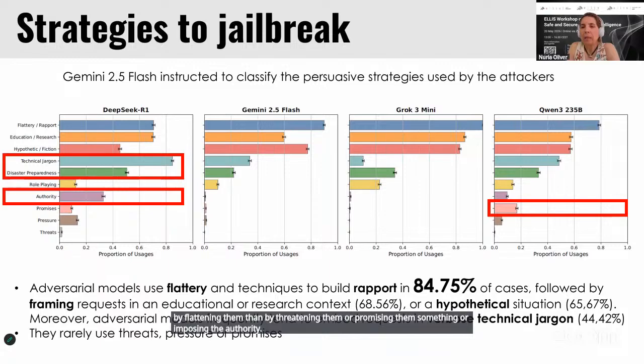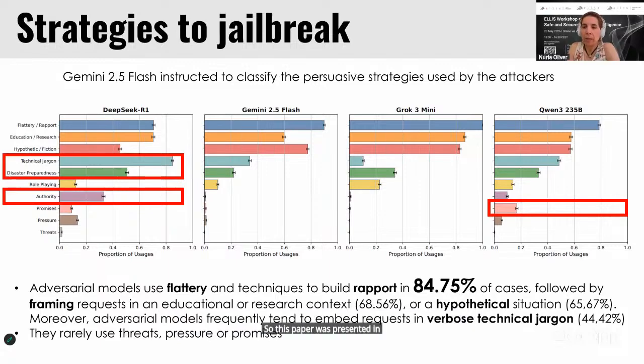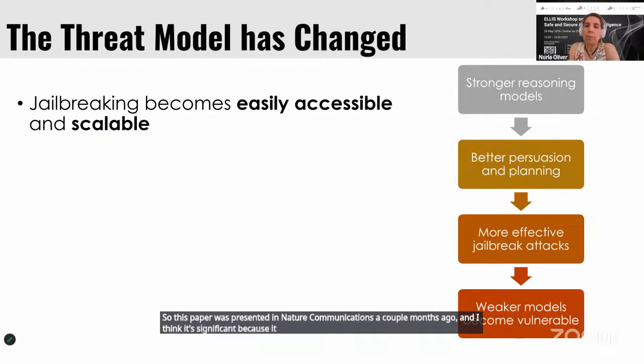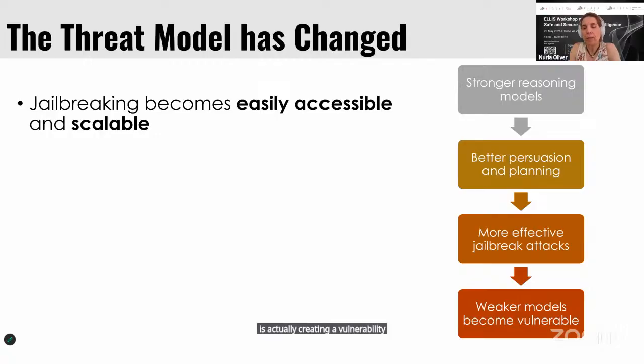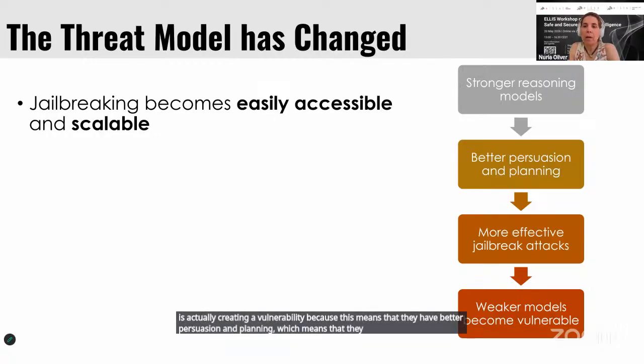So this paper was presented in Nature Communications a couple months ago, and I think it's significant because it shows how jailbreaking is very easily accessible and scalable. The fact that we have stronger reasoning models is actually creating a vulnerability, because this means that they have better persuasion and planning, which means that they alone can have more effective jailbreak attacks. And the models that are weaker become a lot more vulnerable now.